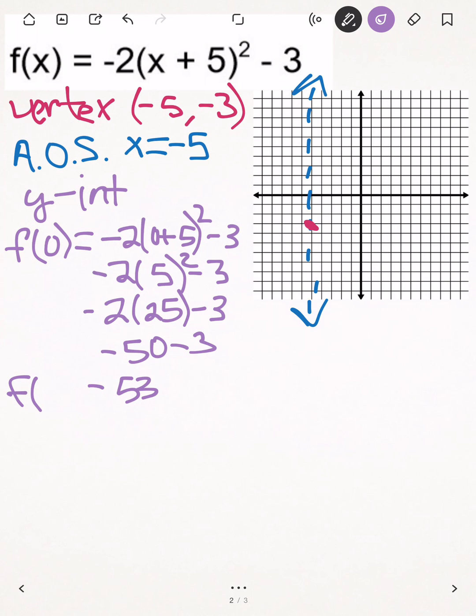So don't freak out when you get a big or a really small number for your y-intercept. So my y-intercept is (0, -53). I'm going to guesstimate where that's at. That's somewhere way down here.